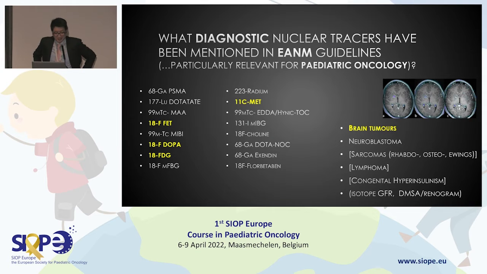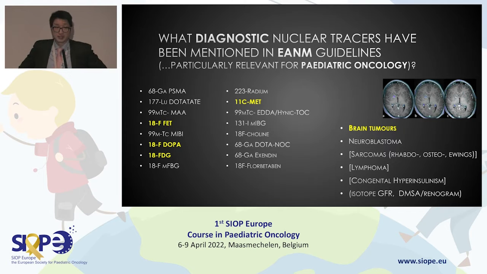So in my practice, I'm quite privileged. We are the local PET center for tertiary, quaternary pediatric hospitals. So in my normal practice, these are what I consider as common pediatric oncological indications. Brain tumors, neuroblastomas, and sarcomas and lymphomas are commonly seen in my practice.